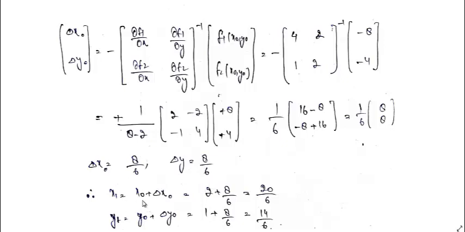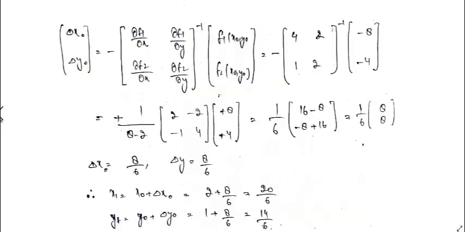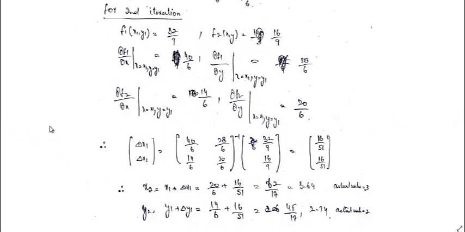So x1 will be equal to x naught plus delta x naught, that is 2 plus 8 by 6, and this is 1 plus 8 by 6, so this is the second value. This is the first iteration value of x1 and y1. Similarly, we can calculate it for the second iteration. When we put x is equal to 20 by 6 and y is equal to 14 by 6, we'll get f1 at x1 is equal to 32 by 9. Similarly, f2 is equal to 16 by 9. Delta f at x1 is 40 by 6.